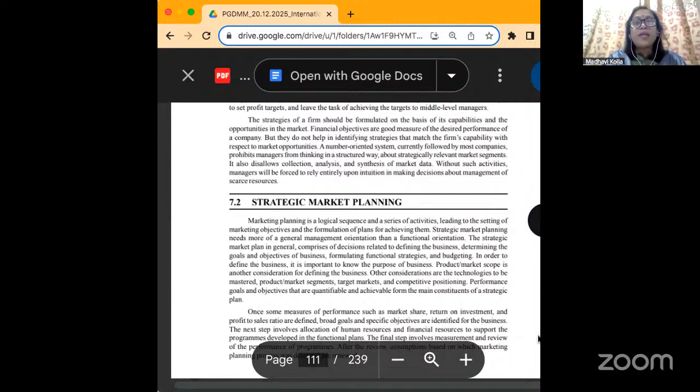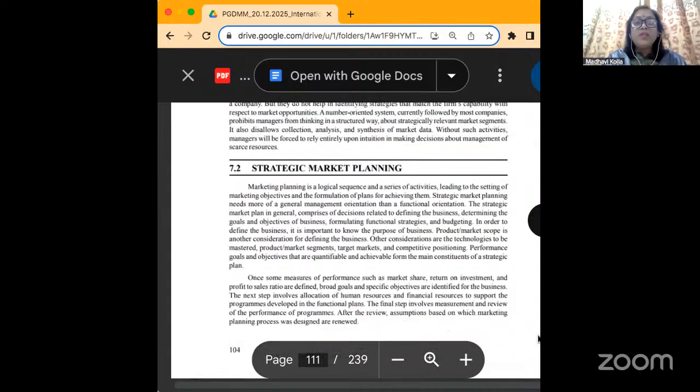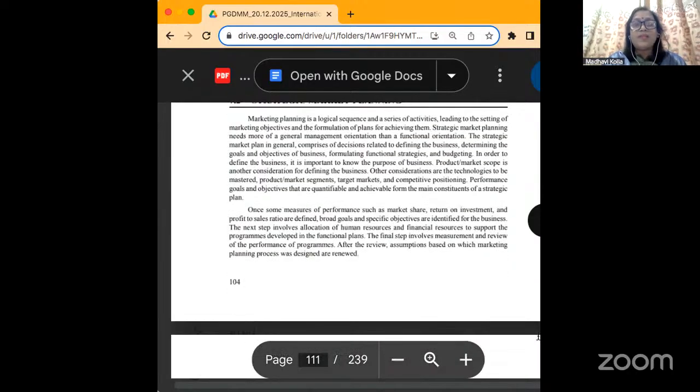So let us first look at strategic marketing planning. Marketing planning is a logical sequence, right? Because you need to go through it step by step, and each step is equally critical in ensuring a company's success, not only in the international market, but even in the domestic market as well. And it also consists of a series of activities. So, a marketing plan, though we say plan, is not one single activity, it is a series of activities which lead to the attainment of marketing objectives and the formulation of plans for achieving them.